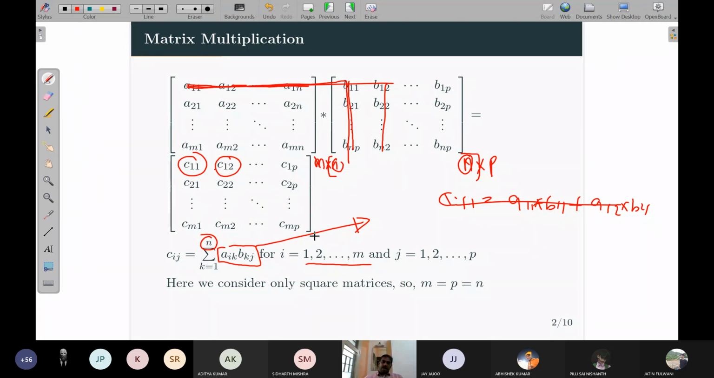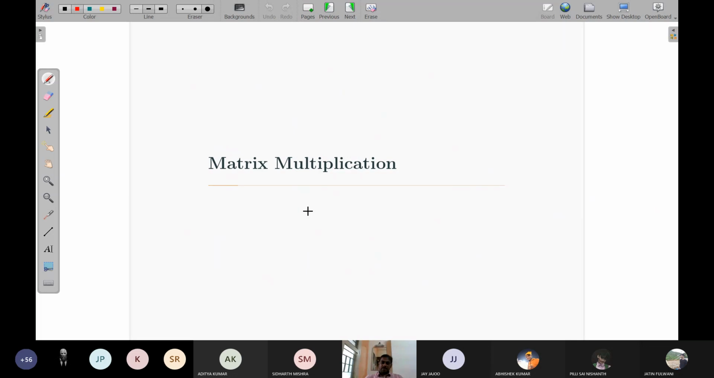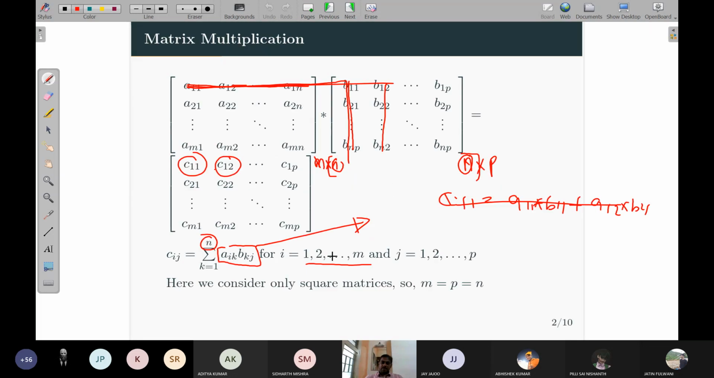And this is a general multiplication, but here this is matrix multiplication using the divide and conquer strategy. Here we consider only square matrices. In this discussion, m is equal to p is equal to n, so everything is n. Both matrices are n by n, so you can very well multiply them because both are square matrices.